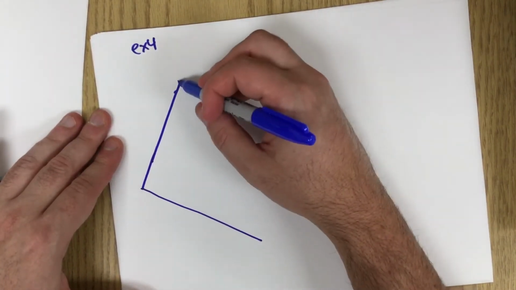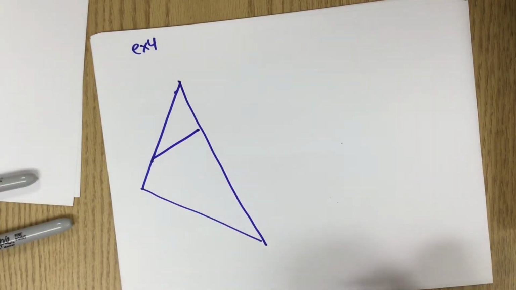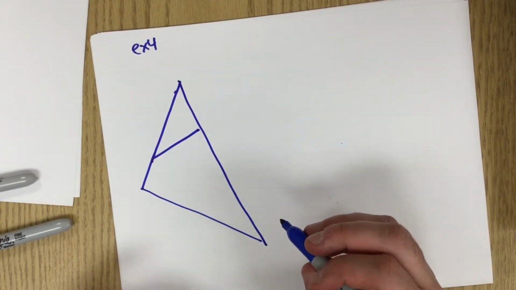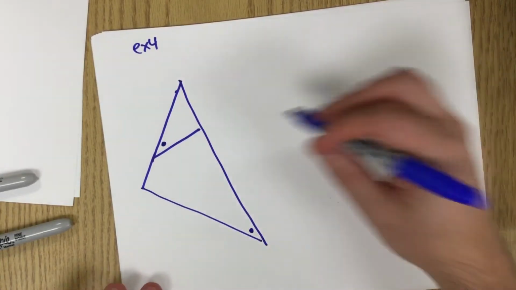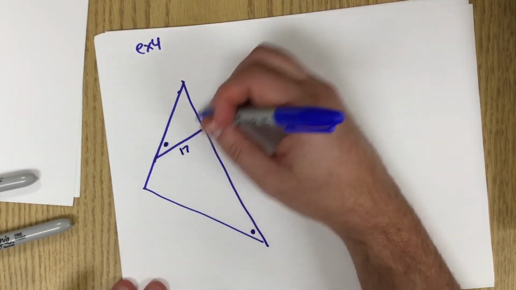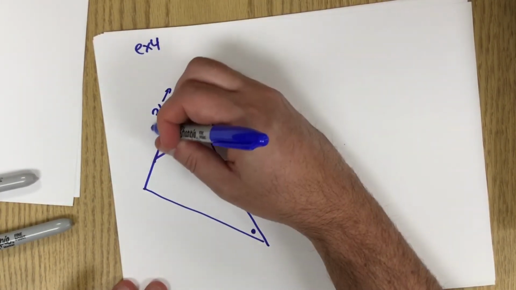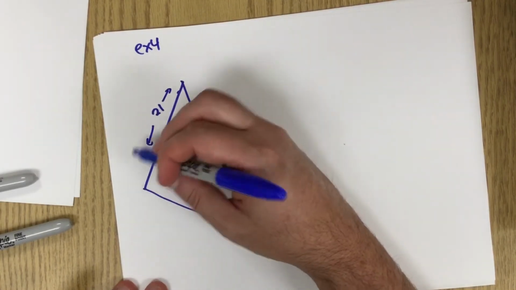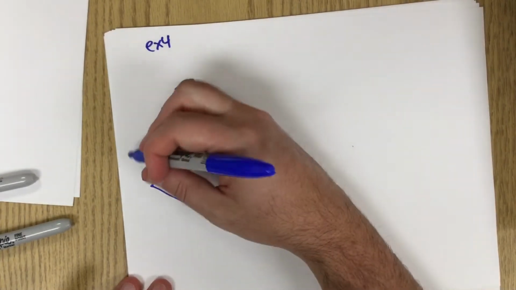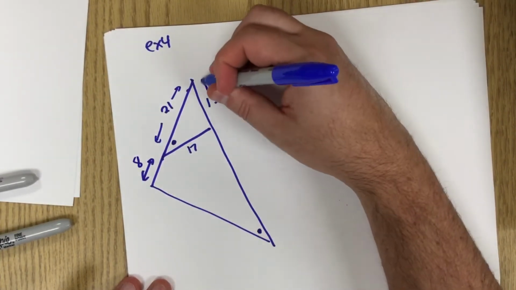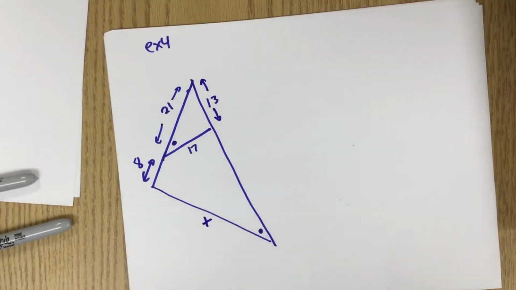Oops, I like to draw these in the pen, but that's okay. So we're going to say that this angle is the same as this angle, and it's 17, 13, 21. So 21 is going to be from there to there, so ending at that point. And then there to there, just that little bit over there, is going to be 8. And this 13 is going to be from there to there. And then our x is going to be, we want to know how long that side is.